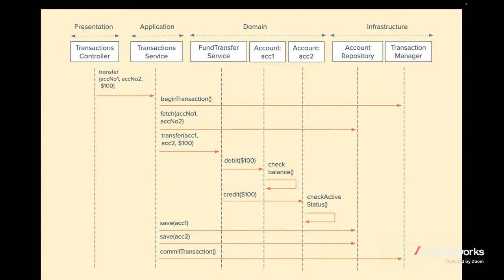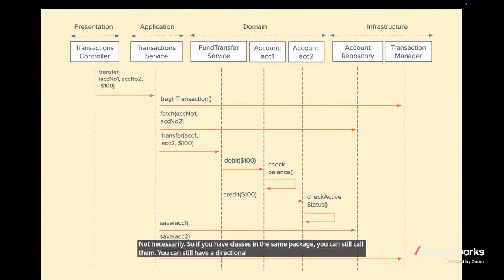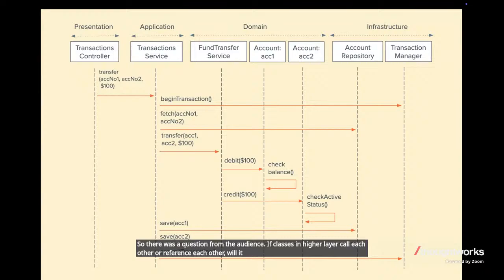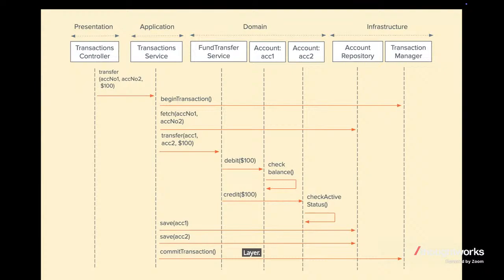Not necessarily. If you have classes in the same package, you can still call them. You can still have a directional relationship between them. So there was a question from the audience: if classes in a higher layer call each other or reference each other, will it cause a circular dependency? The answer is you can manage it in a way where you still have a directional relationship within the same layer. Unidirectional instead of bidirectional.